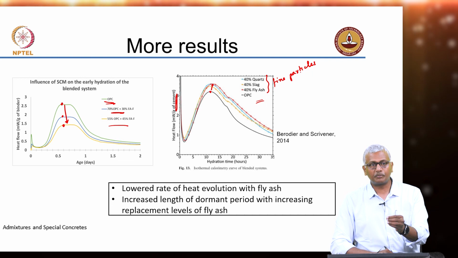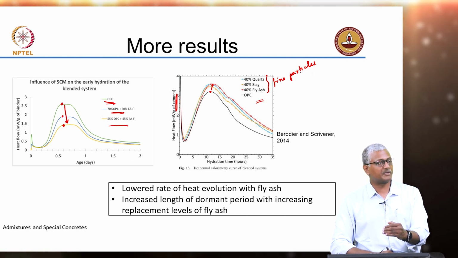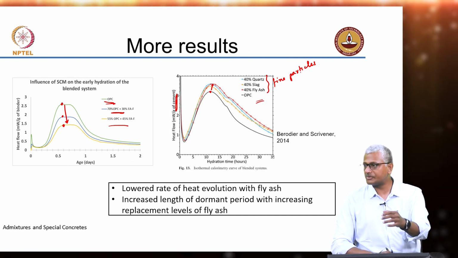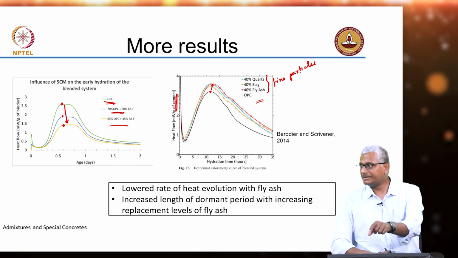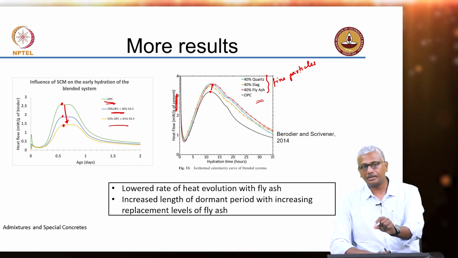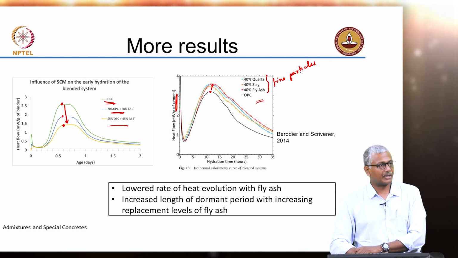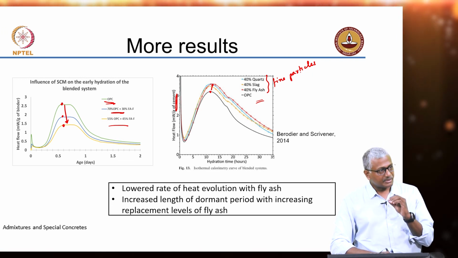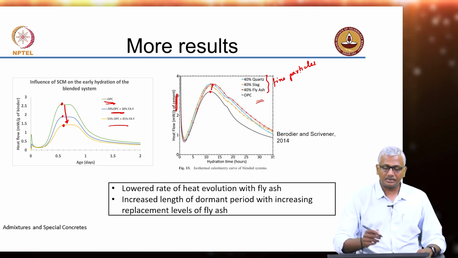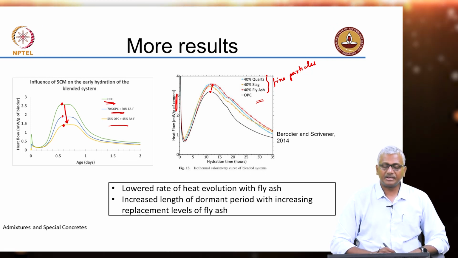When you take processed replacement materials like quartz, slag or fly ash, which are finer than cement, then this acceleration is clearly noticed at an early age. You can actually see that the C3S hydration may get accelerated, leading to a shift in the peak heat rate.